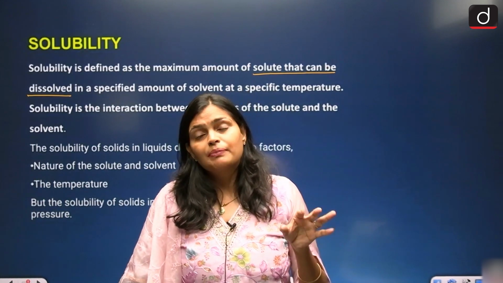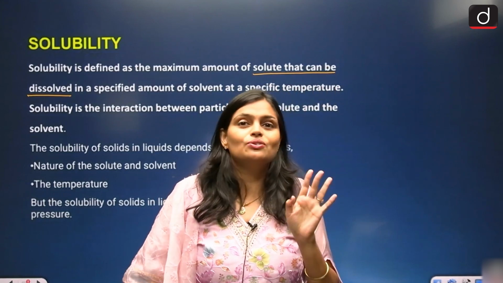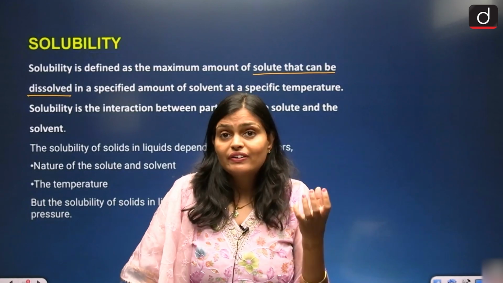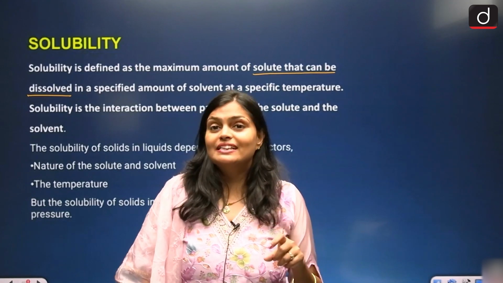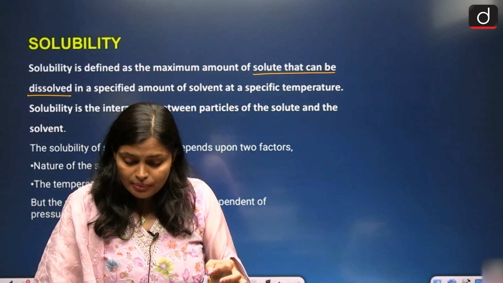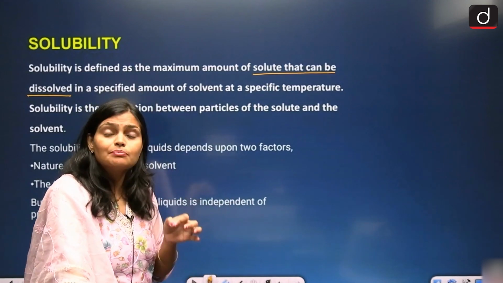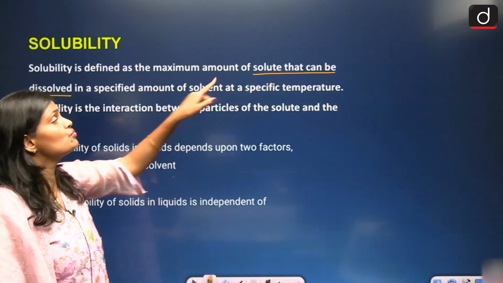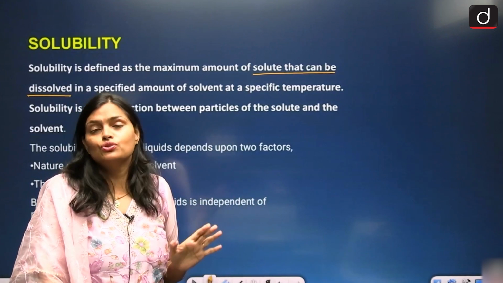But what happens when you start adding the 4th spoon of sugar into the water? Now your sugar is not going to dissolve, because there is no space between the water molecules to absorb that sugar particle. So you can say that now the sugar is not soluble in water. So what is solubility actually? Solubility is basically the maximum capacity, the maximum amount of solute that can be dissolved in a specified amount of solvent.